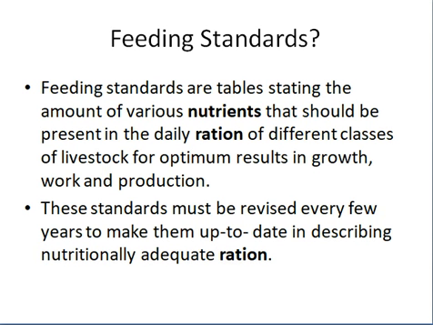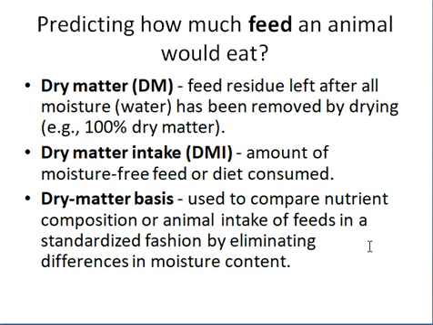So feeding standards. How do we set feeding standards? First thing is we need to know what amount of feed the animal would eat. So we describe this through dry matter. Dry matter is the feed residue left after all moisture or water has been removed by drying. So if we take a feed sample and remove all water from it, that becomes dry matter. Dry matter intake is the amount of moisture or water-free feed or diet consumed.